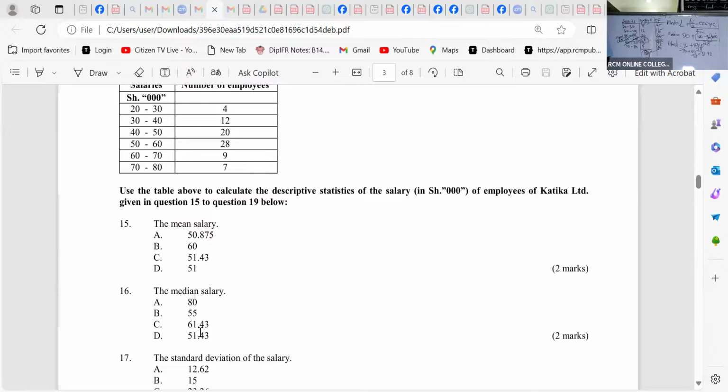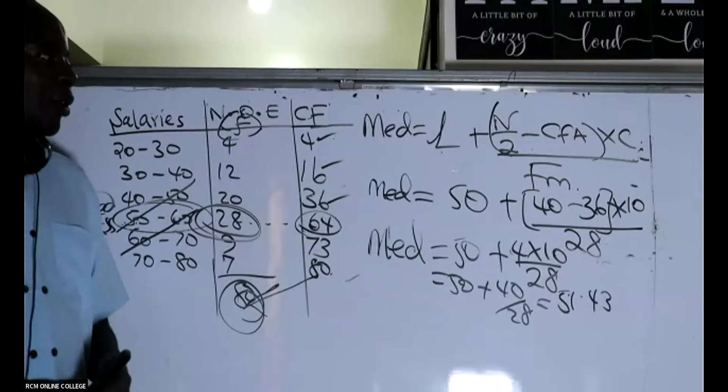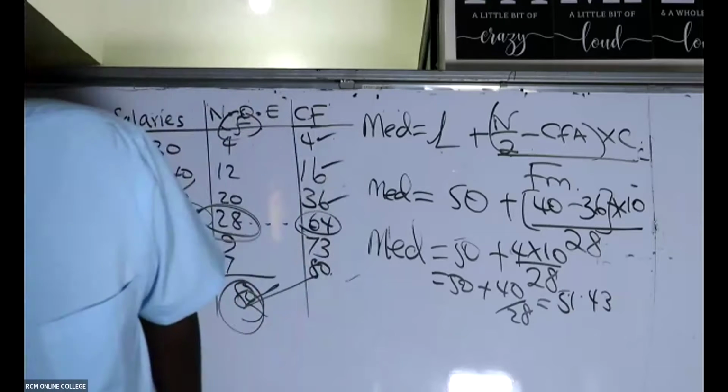So for those of you who are doing ATD, you will pick this as the median value, the median salary, 51.43, which is D. D is the correct answer.